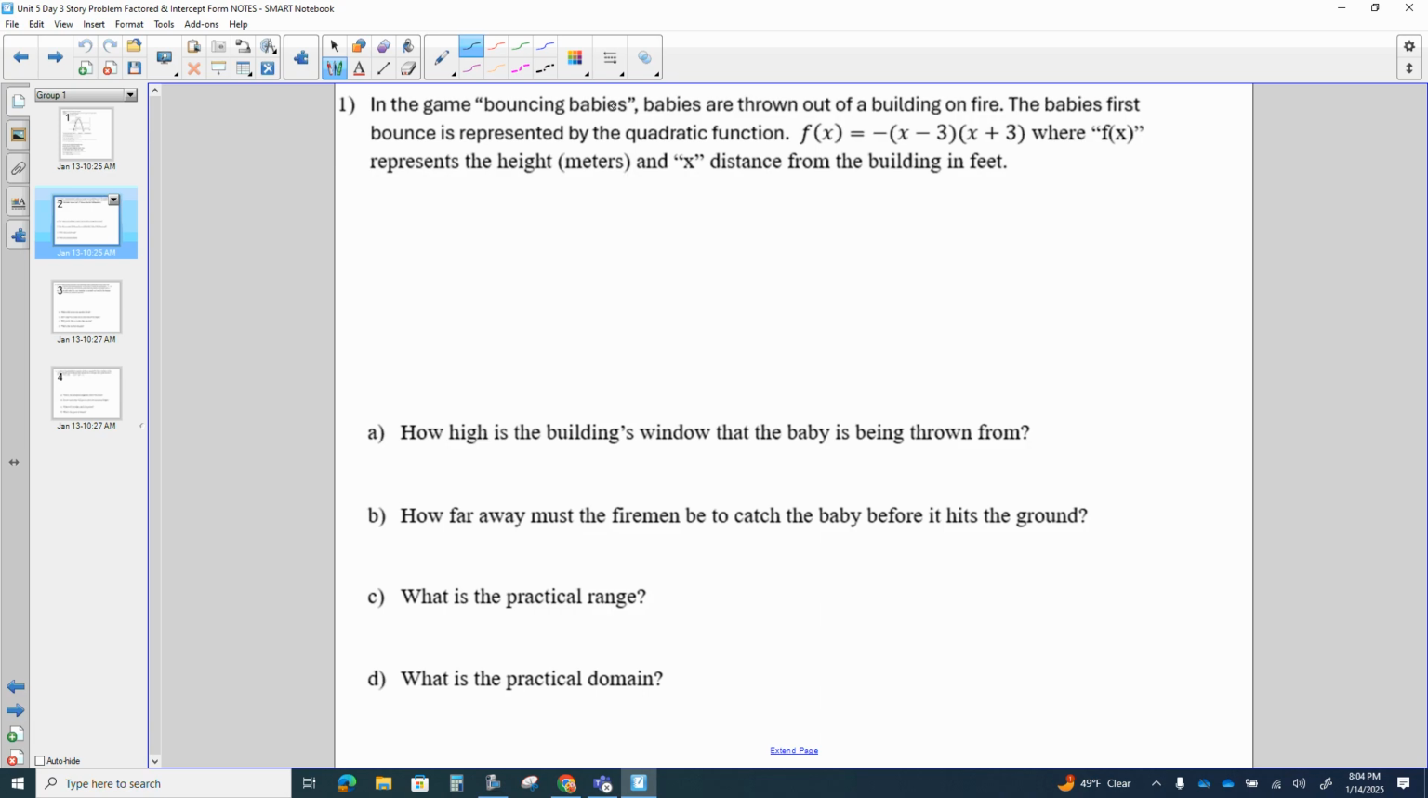In the game, Bouncing Babies, babies are thrown out of a building on fire. The baby's first bounce is represented by this quadratic formula, where f of x, remember that is just our fancy little letter for y, represents the height, and our x represents the distance from the building.